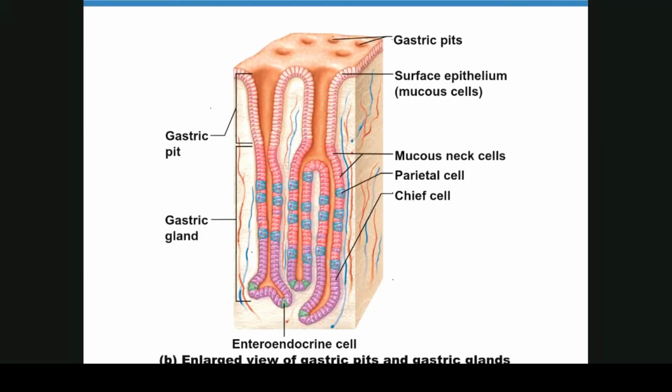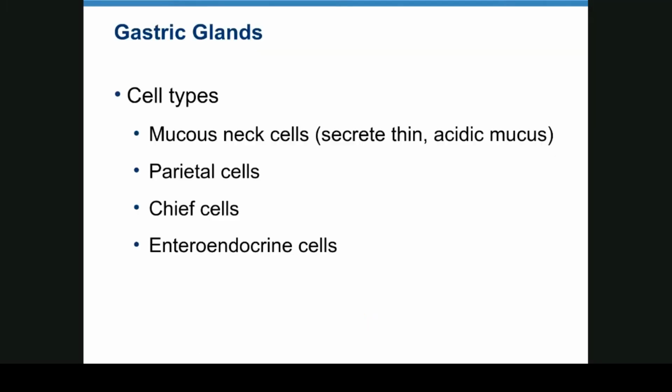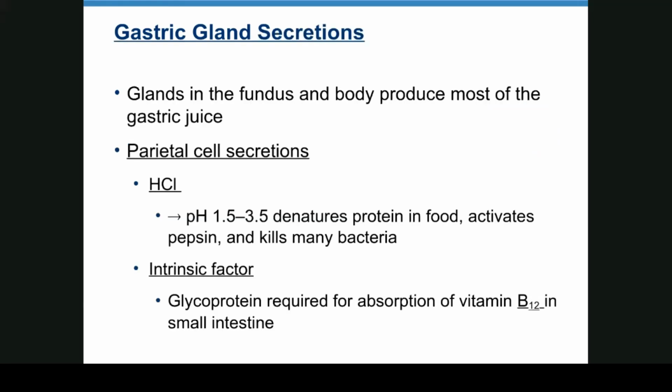They go down into the mucosa, and we have mucus cells, parietal cells, and chief cells. The neck cells secrete a thin acidic mucus. Parietal cells, we'll look at these other cells as we go through them. Okay, the parietal cells secrete hydrochloric acid. They denature protein and also activate pepsin and kill most bacteria, and also secrete intrinsic factor, which is essential for absorption of vitamin B12.